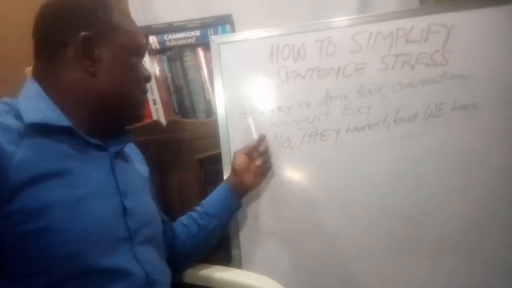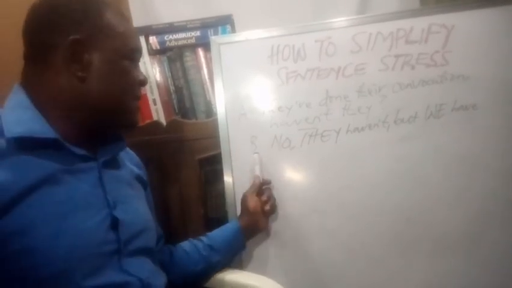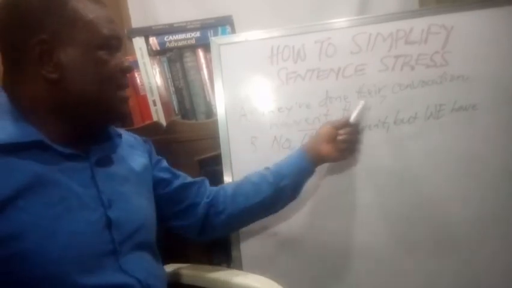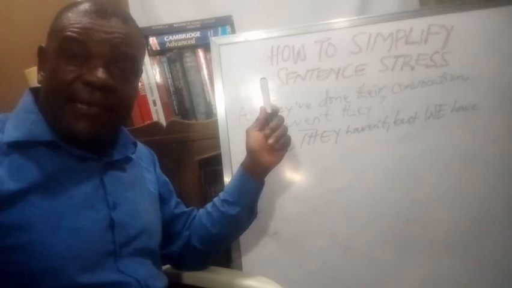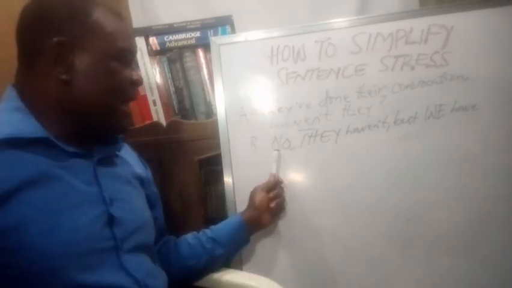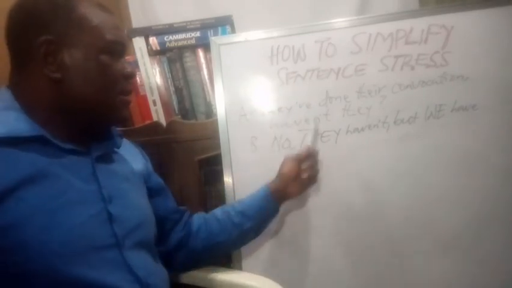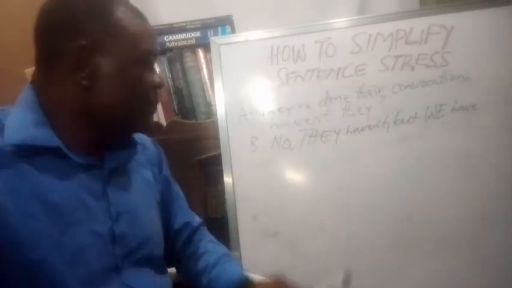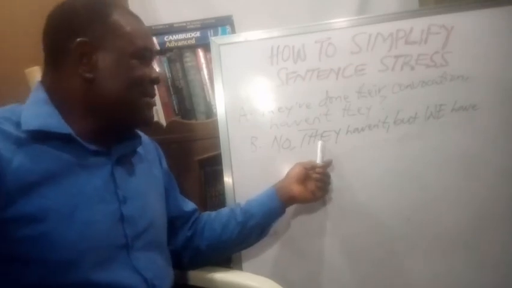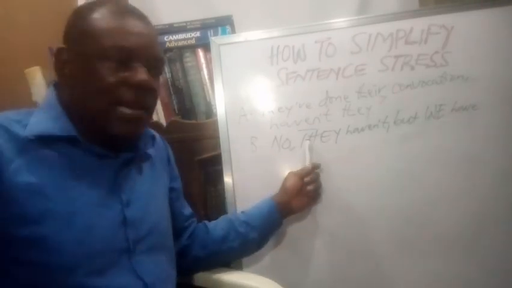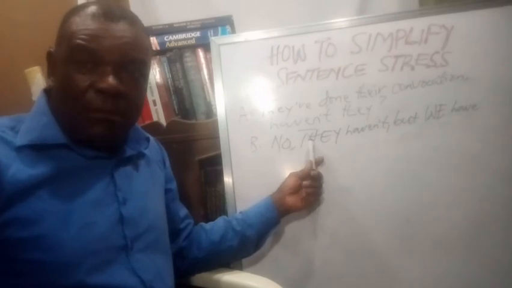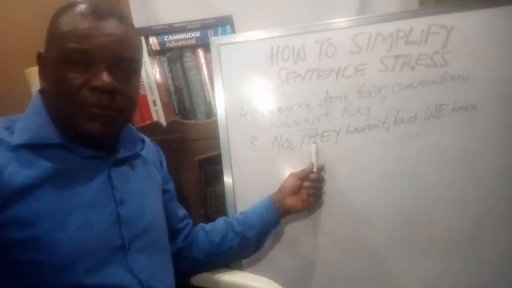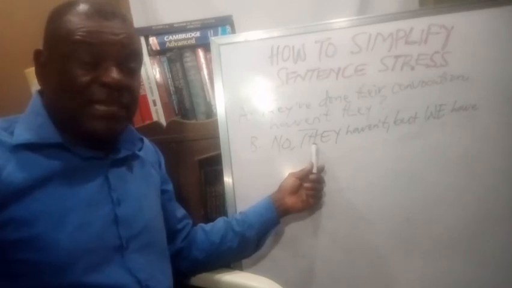This is a conversation between speaker A and speaker B. And A says, "They've done their convocation, haven't they?" And B replies, "No, they haven't, but we have." Now in this, you remember that they and we are pronouns. And in normal English speech, they are not stressed. They are among the function words that are unstressed.